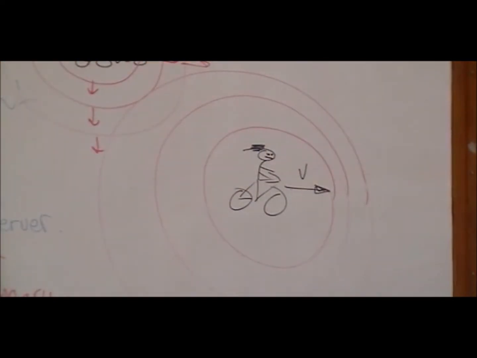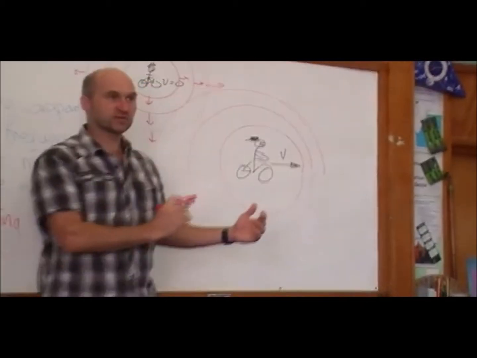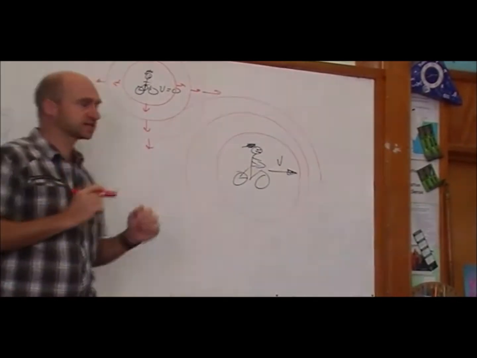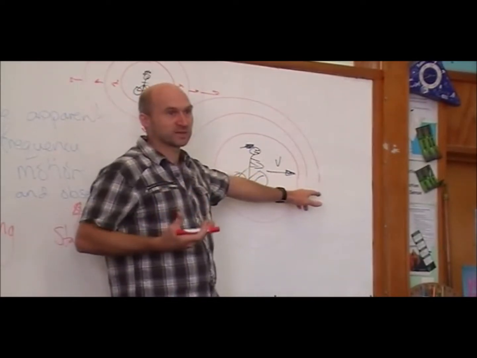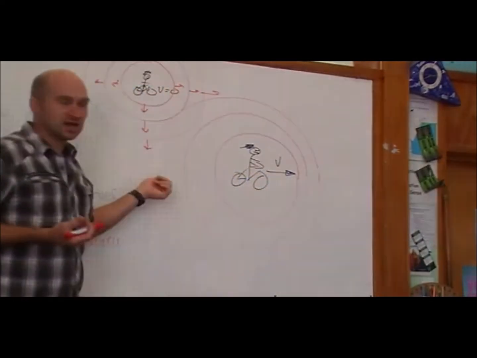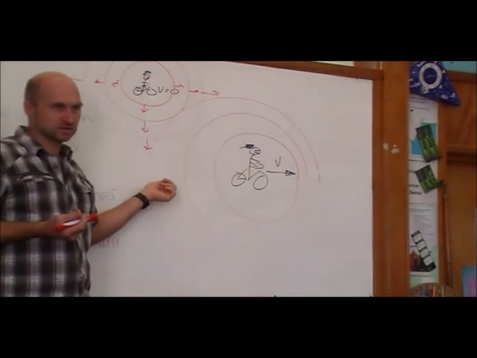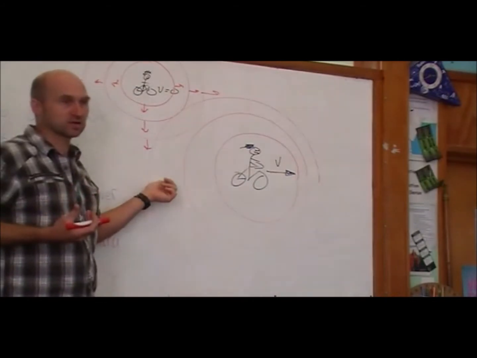And so what we end up with is that the sound waves in front of a moving source get compressed together, the wavelength gets decreased, the frequency gets increased because the wave speed is constant, whereas behind it the wavelength gets increased, which means the frequency is decreased because the wave speed is constant.